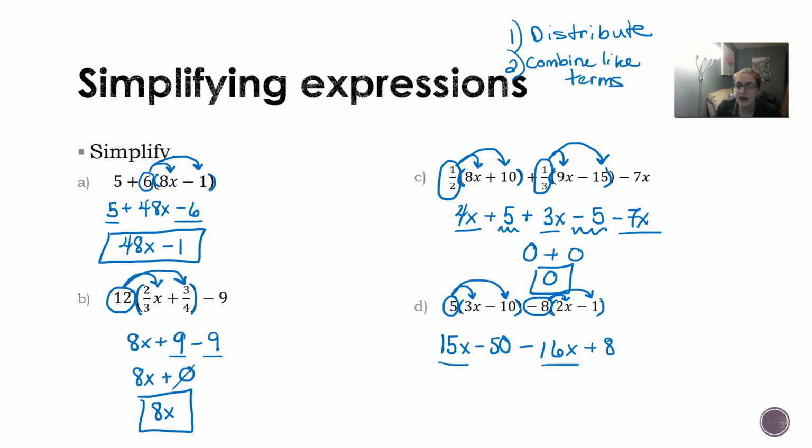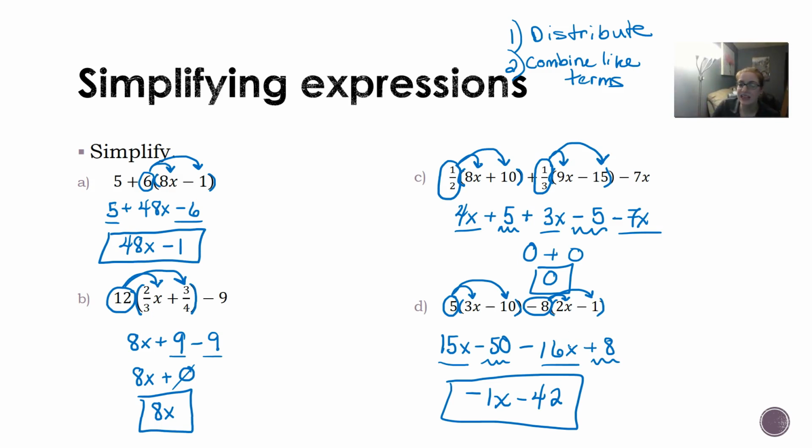Now I'm going to go ahead and combine my x's. So 15x minus 16x is going to give me negative 1x, or I could write that as negative x. That's fine as well. And then I want to take my constants and add those together. Negative 50 plus 8 is going to be a negative 42. And then we are done, because we cannot add those together, they are not like terms. So let's just be careful about that.